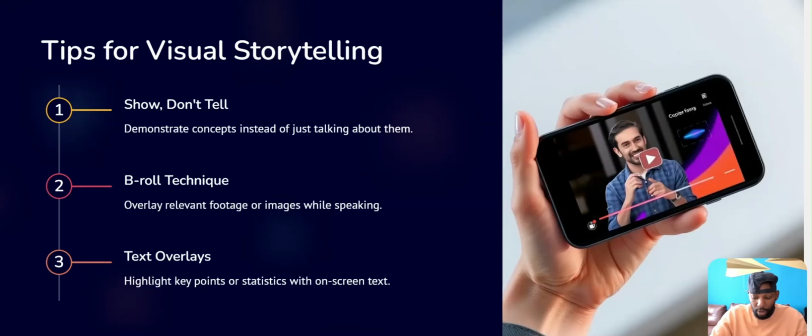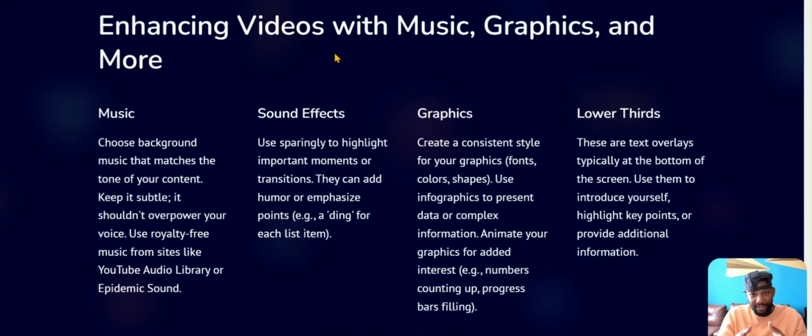So the next thing we're going to look at here is enhancing the videos with music, graphics, and more. So music, choosing your background. Again, Visme has tons of audio tracks as well. You can use paid services like Artlist or things like that. But technically, you can add music inside of any one of those video editors. They also have music that you can use as background if you like. Sound effects, graphics, consistent style in your graphics and infographics, things like that.